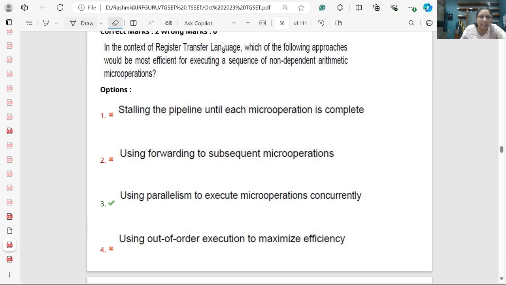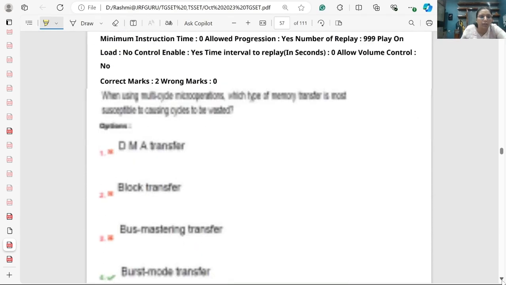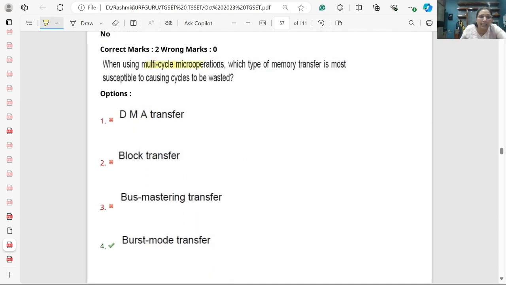In the context of register transfer language, which of the following approaches would be most efficient for executing a sequence of non-dependent arithmetic microoperations? If dependency is there, we should use pipelining. But if there is no dependency over the arithmetic expressions, we can evaluate them in parallel. We can use parallelism to execute the microoperations concurrently because they are not dependent.